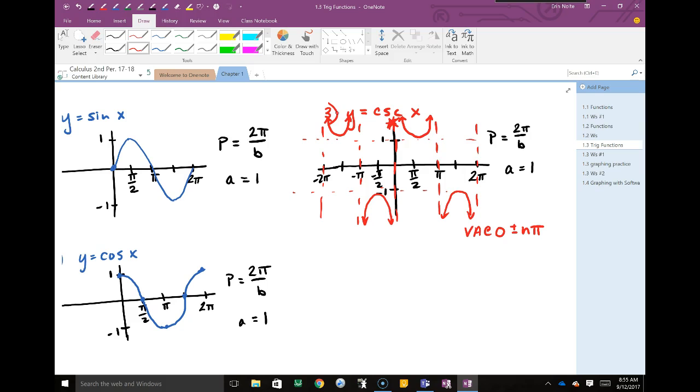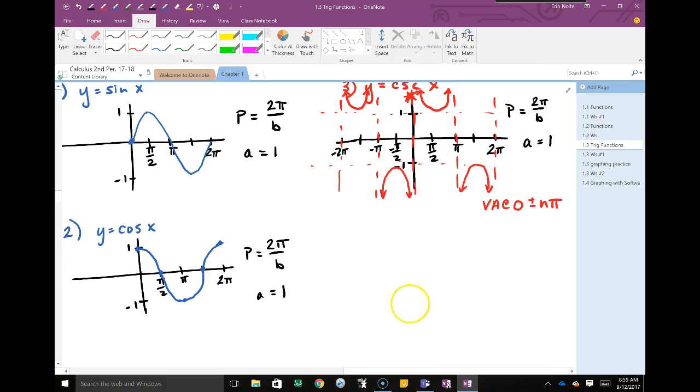Okay. Anybody have a question on that one? That one's okay? All right, let's do the reciprocal of cosine. What's the reciprocal of cosine? Secant. Okay.